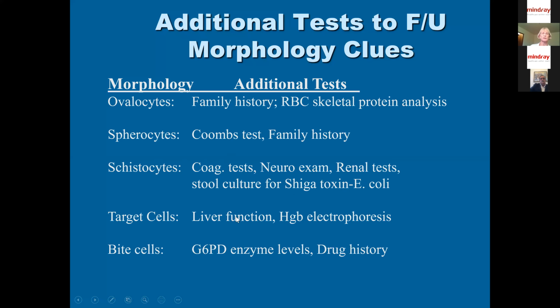Target cells, you can look at liver function and hemoglobin electrophoresis, looking for abnormal hemoglobins. And then the bite cells, you need to do the G6PD enzyme levels and a history of drug exposure.